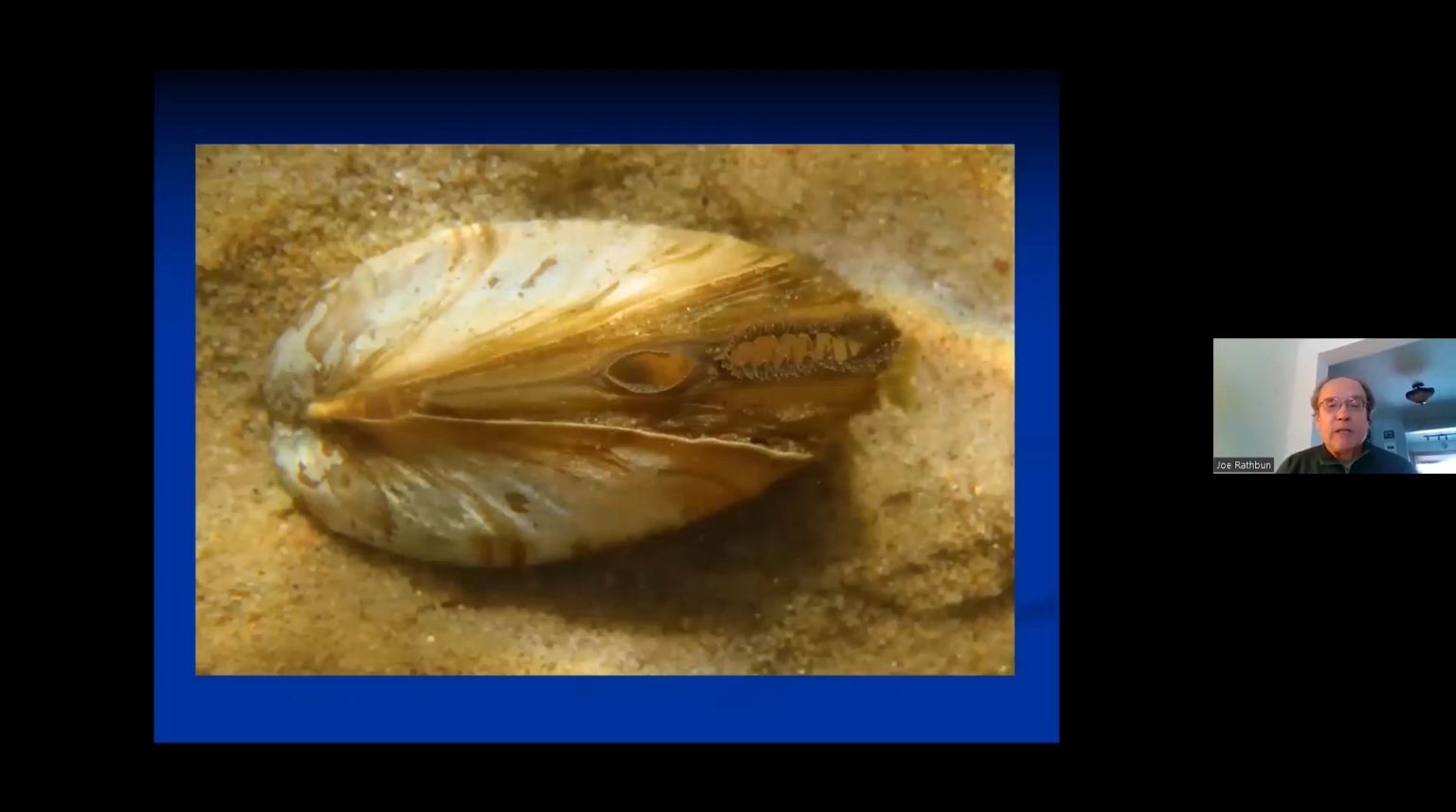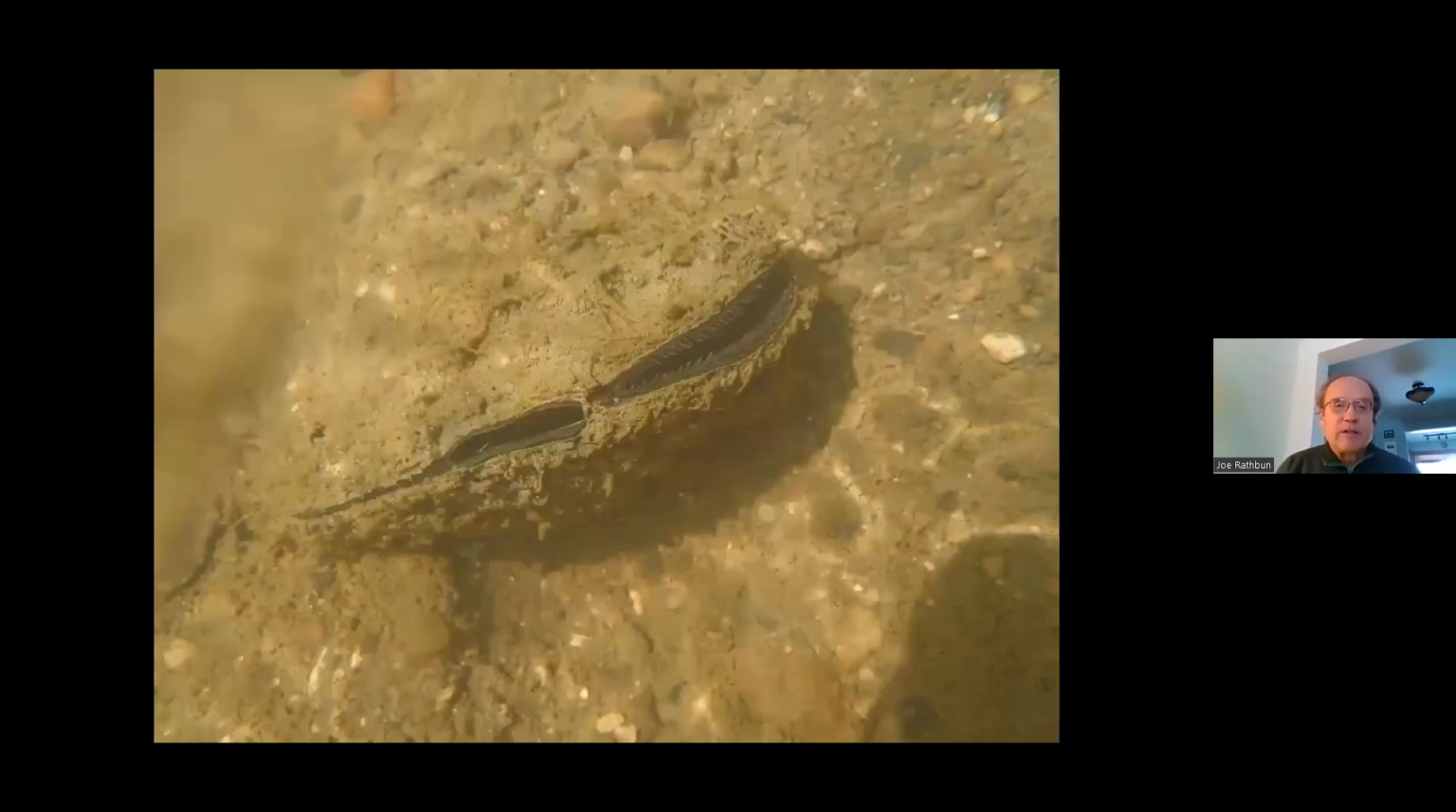And sometimes mussels are pretty easy to find. This is a giant floater on the bottom of a lake in the Keweenaw Peninsula. This one's a little harder to see. All you see are the siphons, the filtration apertures that the mussel has. Otherwise, it's blending into that stream bed pretty well.